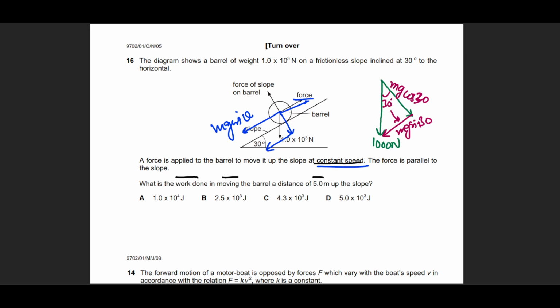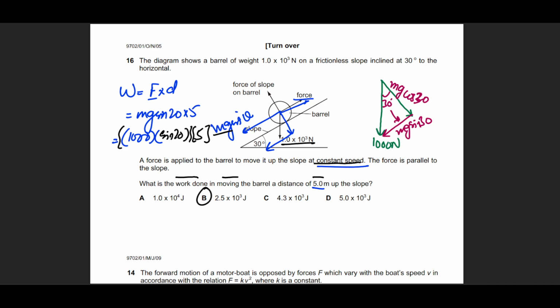So now I need to find out the work done. I can simply use work done is equal to F into D. I know the force now, which is mg sine of 20, multiplied by the distance moved up, which is 5. Let's put in the value. So this is 1000. Again, be advised, for God's sake, this is weight. This is mg, already done for you. You don't have to multiply this with 9.8 again. So then we have sine of 20 degrees. You multiply this, please, separately with 5. And the answer that you're going to get is going to be 2500. So option B will be your answer.